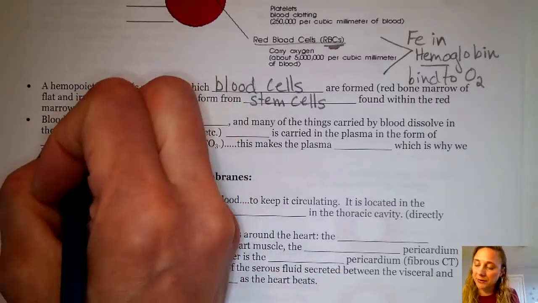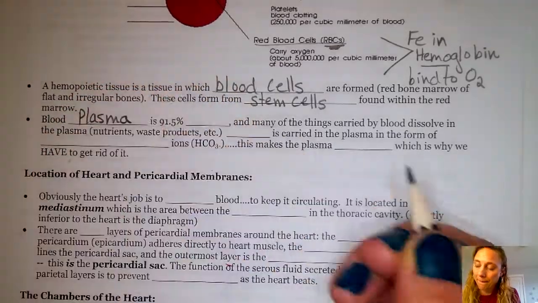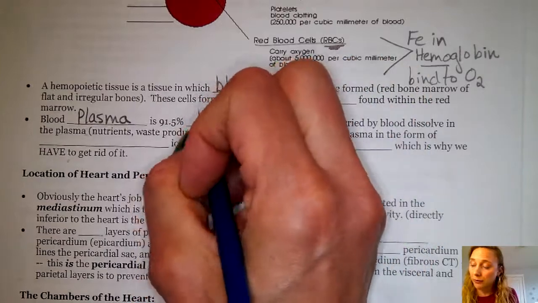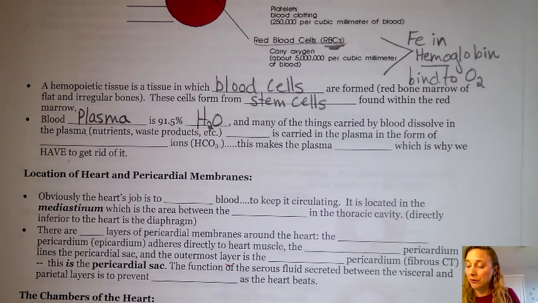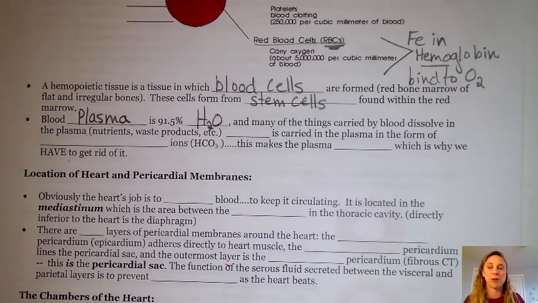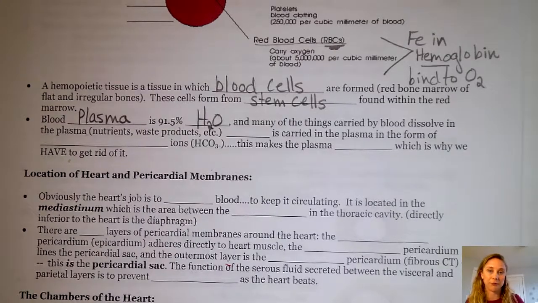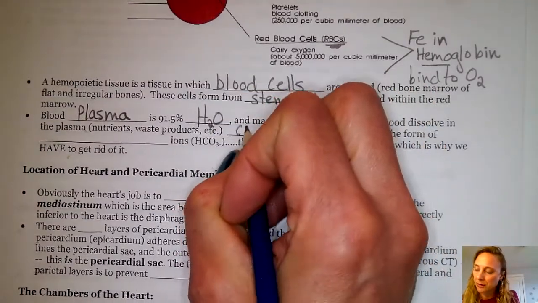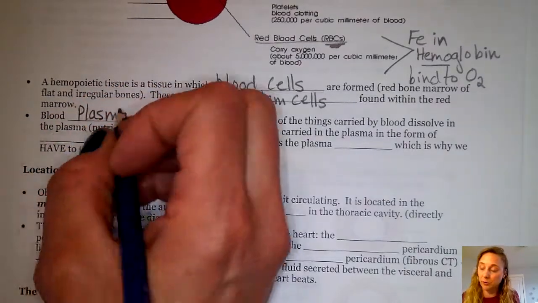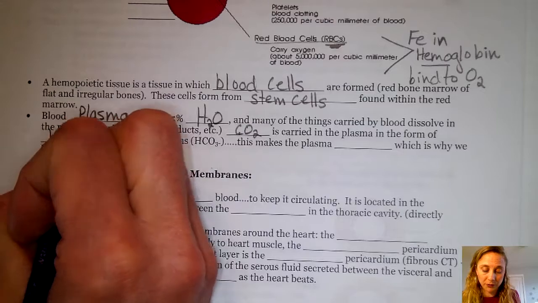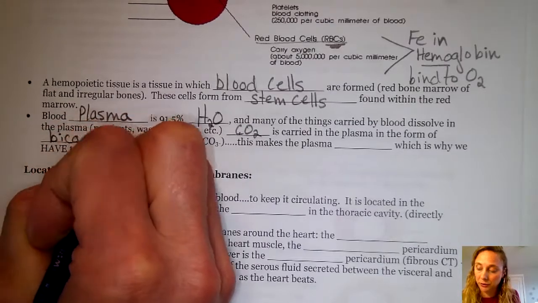But the blood plasma itself is 91.5% water. So even though it's got lots of nutrients, many of the things carried by the blood are dissolved in the plasma. Nutrients and waste products. You do have CO2 dissolved in the plasma. Most CO2 is carried in the plasma, while O2 is carried with the red blood cells, because remember, red blood cells really like the O2 until your tissues need it. So CO2 is carried in the plasma in the form of bicarbonate, okay? Which is like a special kind of ion that enables it to travel better.